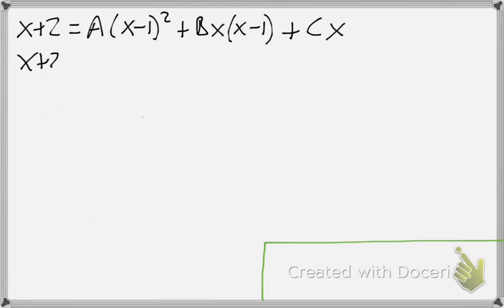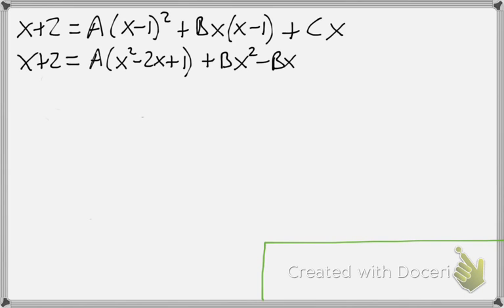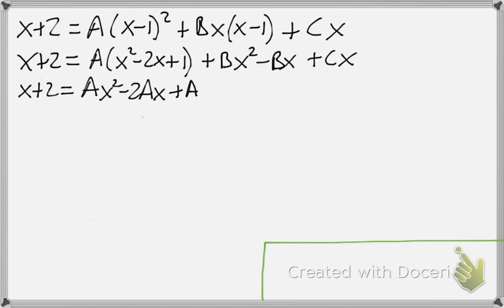So I want to FOIL out that x minus 1 squared. So x squared minus 2x plus 1, and then plus bx squared minus bx, and then plus cx. And then finally I want to multiply the a. So x plus 2 is equal to ax squared minus 2ax plus a. And I'm still copying the other ones.